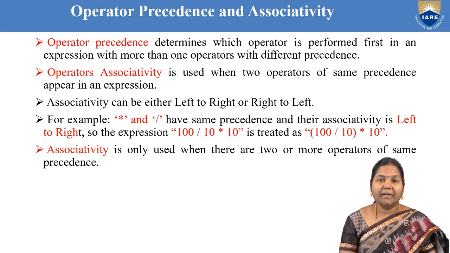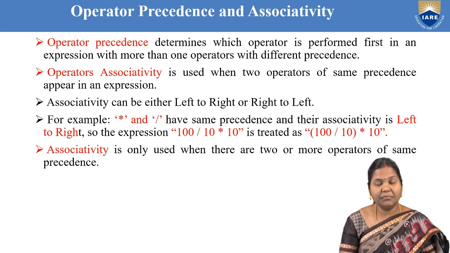Now, what do you mean by operator precedence and associativity? Precedence decides which operator will be performed first in an expression if more than one operator is available with different precedence. For example, if a mathematical expression contains more than one operator, then which operator will be performed first, which will be performed next, and so on. That order will be decided by the precedence of these operators.